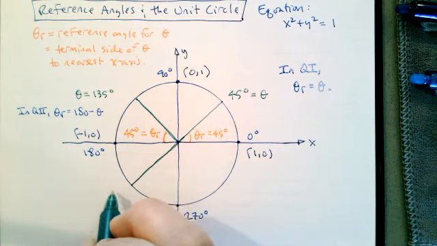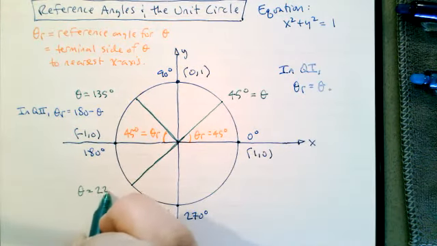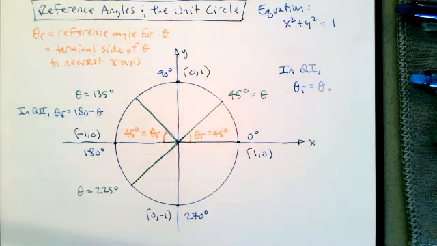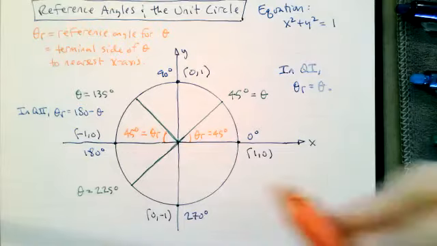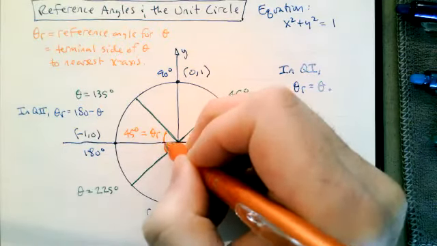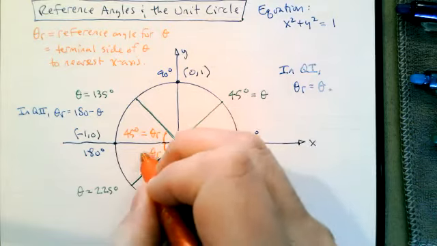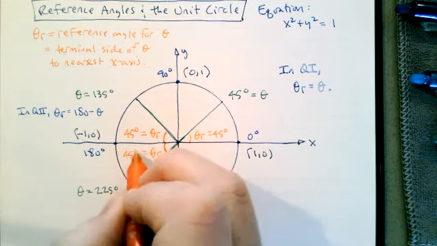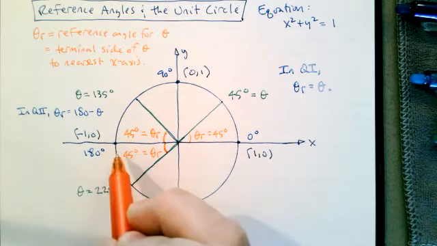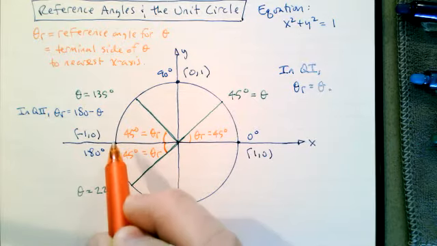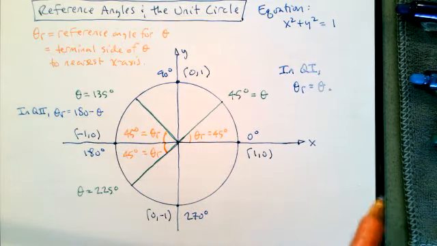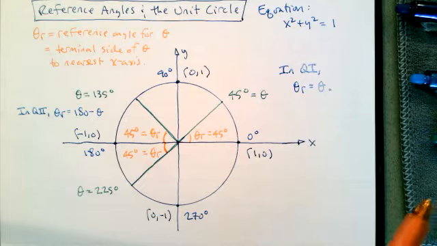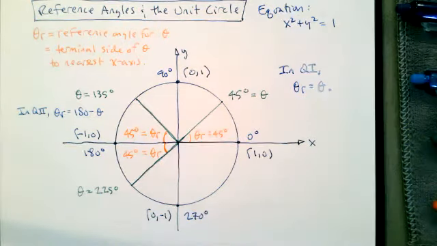If I put in a 225-degree angle, the reference angle will go from the terminal side of our 225-degree angle to the nearest part of the x-axis. And that's going to be a 45-degree reference angle. So in this case, we have to go back to the 180. We want to see how far past 180 we have gone. And so in the chat, that is correct. In Q3, theta r is theta minus 180.